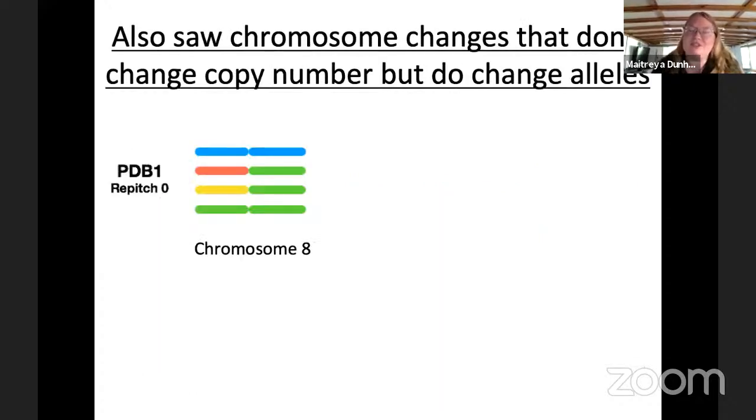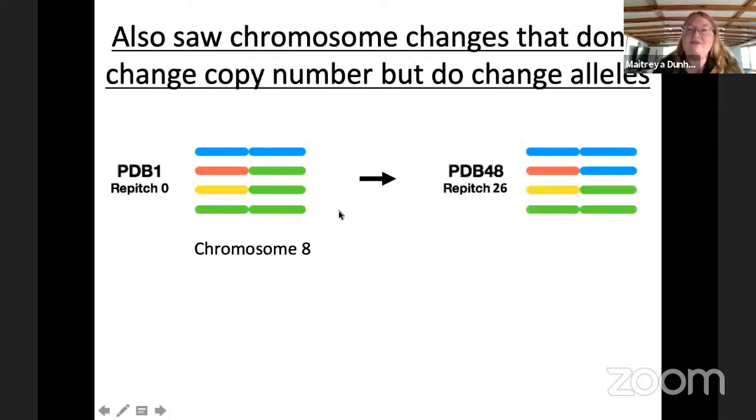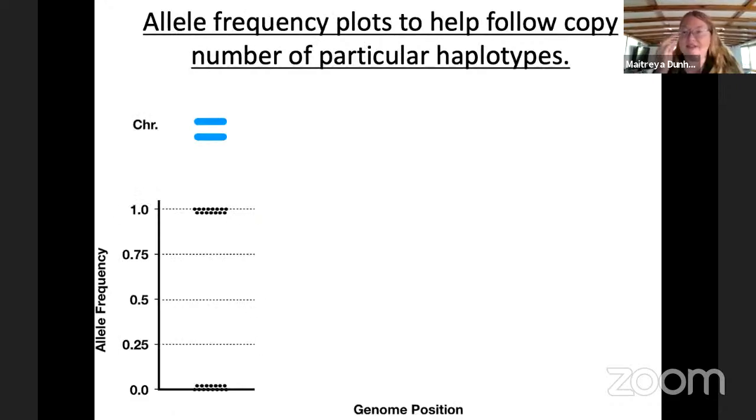The other types of changes that we saw were more subtle in that they didn't change copy number, but they changed the allele balance. Here's a cartoon of chromosome 8 in the starting strain. Chromosome 8 maintains all 4 of the initial haplotypes on one arm, but the other arm has already undergone mitotic recombination, and we're down to 2 haplotypes, a minor one and a major one. After the repitching, what we saw was instead 2 of the minor haplotype and 2 of the major ones, so it balanced it out.